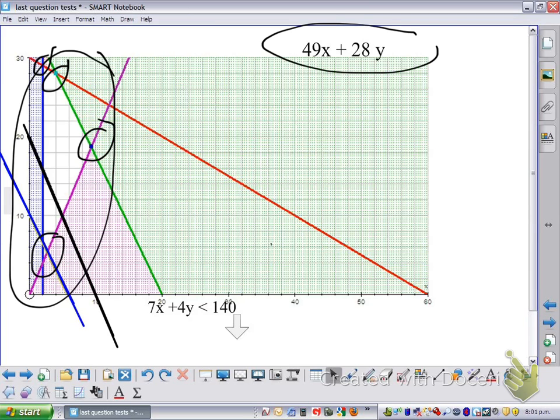The thing that's changed is your profit equation, and it is now 49x plus 28y. And so the obvious thing to do is to take those points from your feasible region and stick them into that now, and to see what your maximum profit is.